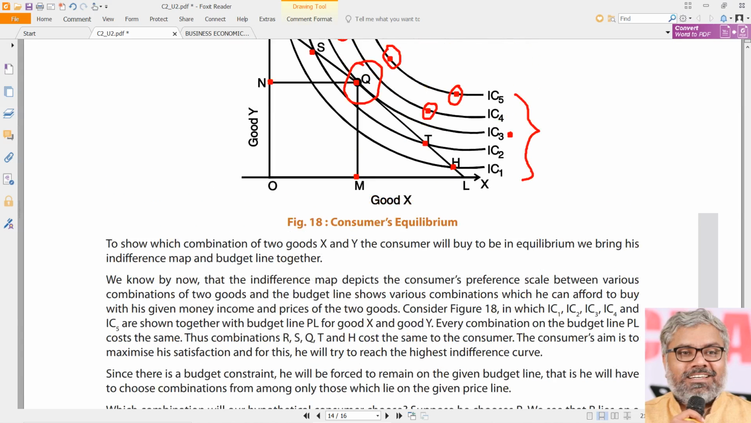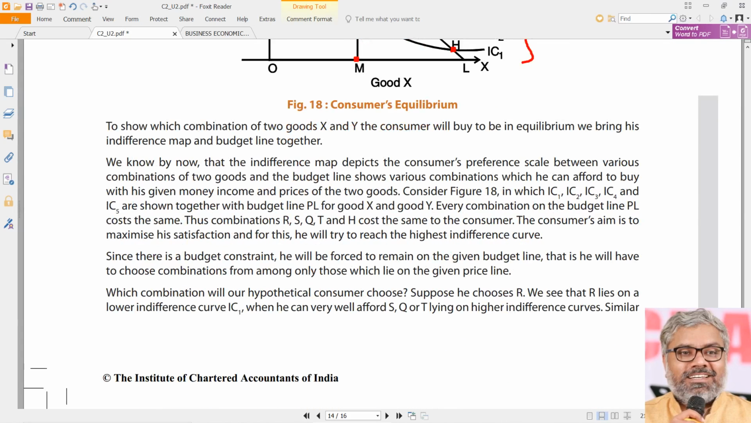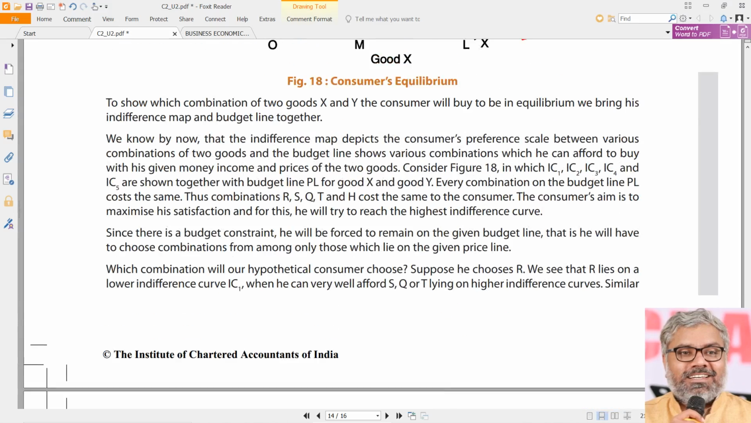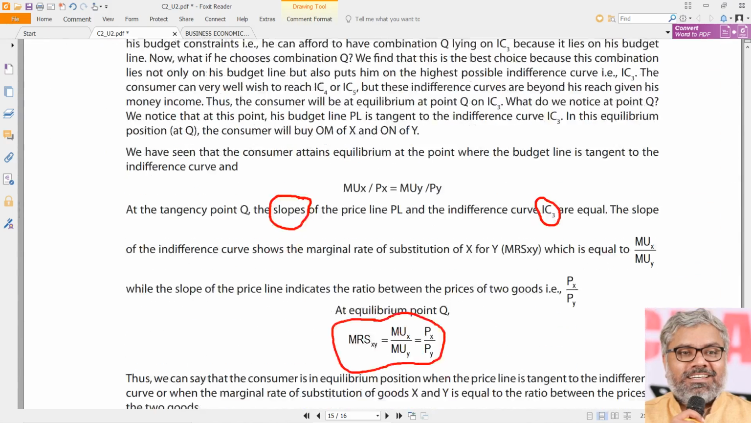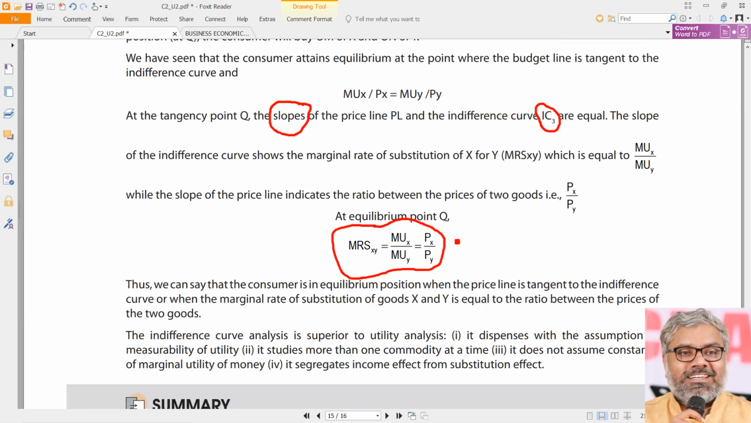But if you mathematically observe, even the theory of marginal utility analysis also ultimately gave the same logic. When the consumer will be in equilibrium, he will be in equilibrium when the marginal utility of one commodity divided by the marginal utility of the other commodity is equal to the price of the first commodity divided by the price of the other commodity. So that is what is marginal rate of substitution also, which should be equal to the price ratio.